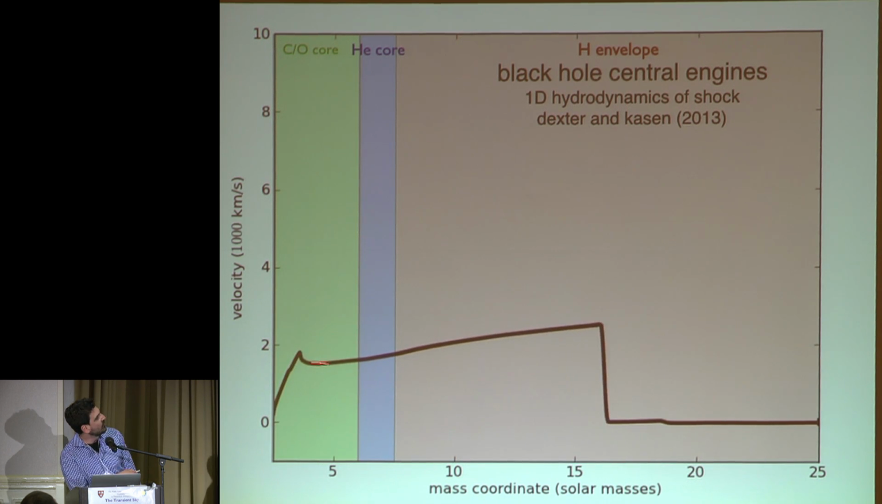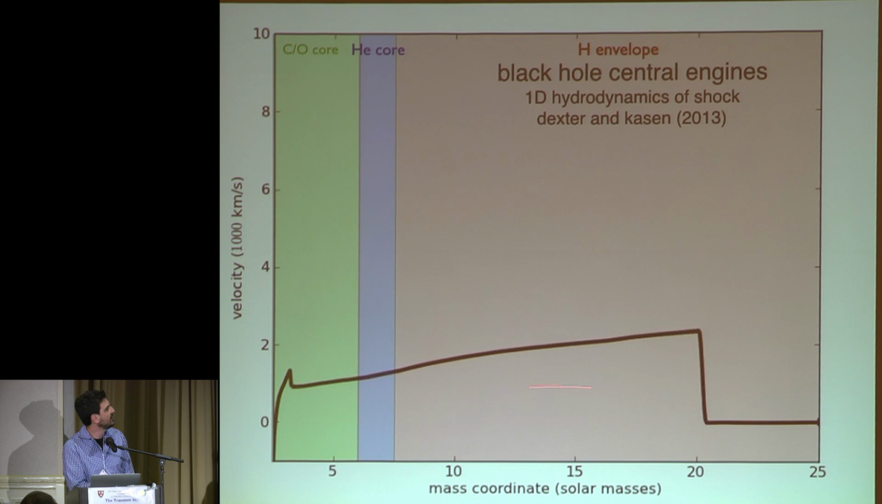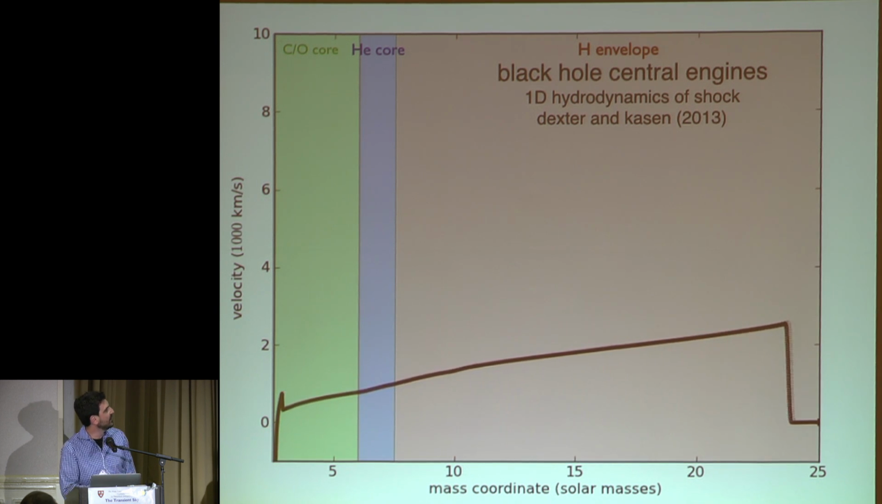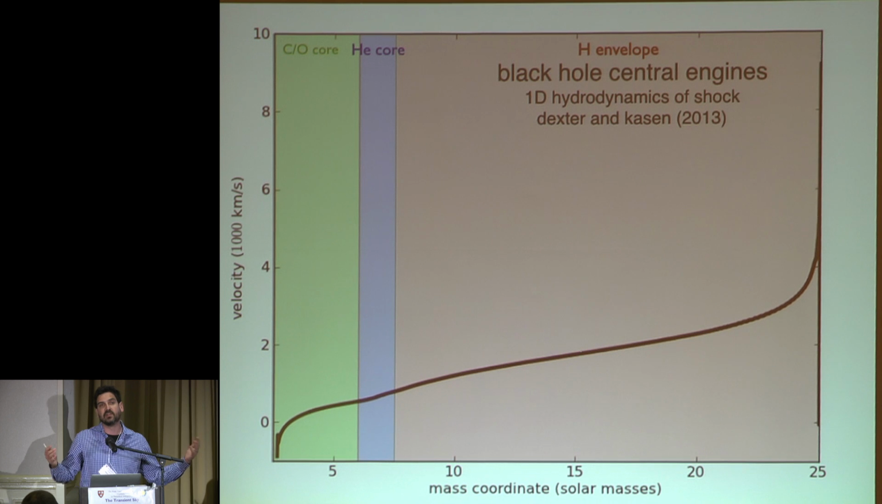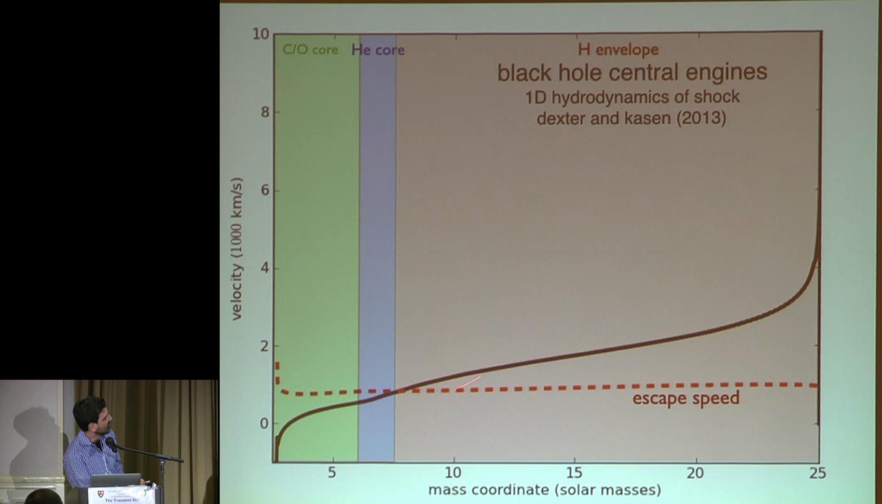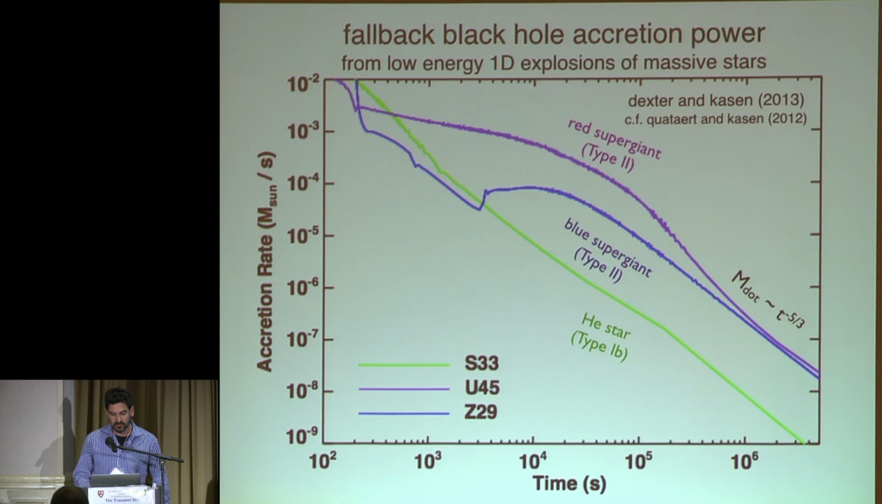And while this shock will propagate all the way through the star and explode it, this material down here may actually not have high enough velocity to escape, especially for a lower energy explosion. In fact, if you look at the escape speed, in this case, all this material is moving slower than the escape speed, so it's bound, and the entire helium core will fall back onto the central object over some time period. And so you can feed the black hole through this continual fallback of the innermost ejecta.